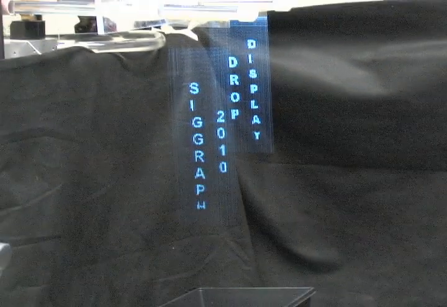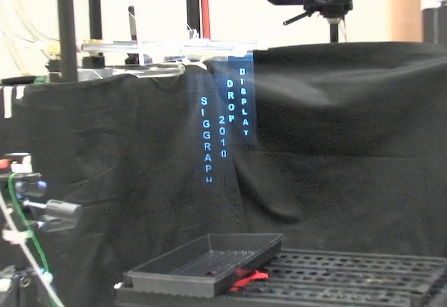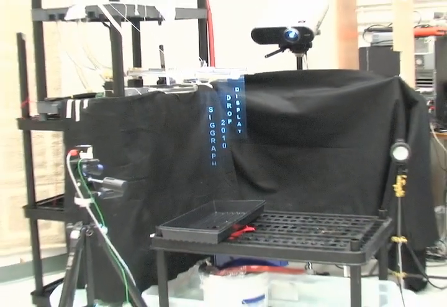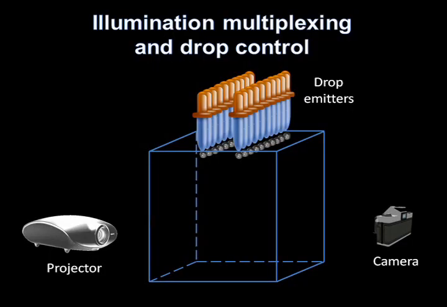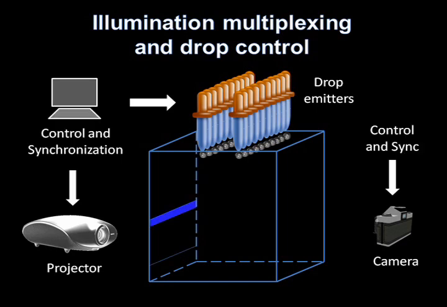We present a new type of display that uses a single projector and multiple planes of water drops to create a multi-layered display. The basic hardware setup involves rows of drop emitters that are imaged by a camera and illuminated by a projector. A computer and two microcontrollers are used to control and synchronize the elements.